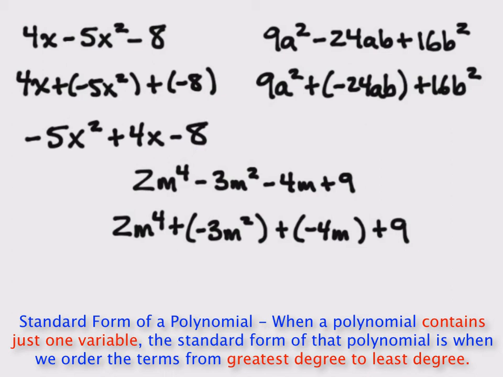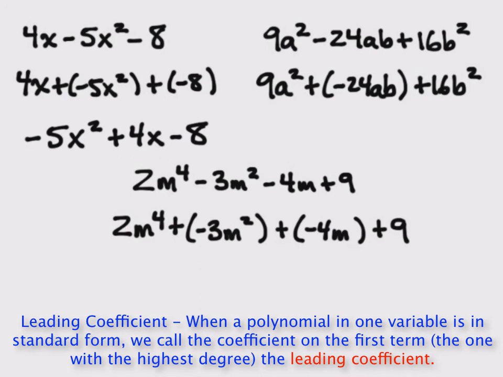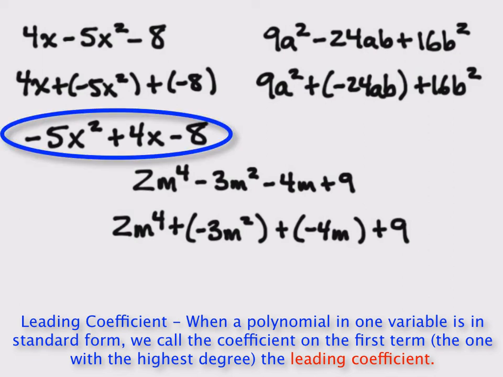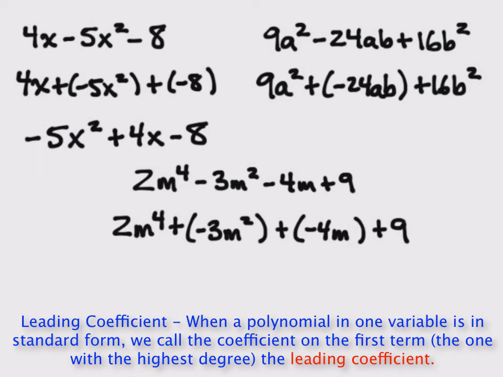All right, last definition, I swear. The leading coefficient. When a polynomial in one variable is in standard form, we call the coefficient on the very first term, which is the one with the highest degree, the leading coefficient. So for example, for this polynomial in standard form, the leading coefficient is negative 5. For this polynomial in standard form, the leading coefficient is 2. And for reasons we'll learn later, being able to classify the degree of a polynomial and say its leading coefficient is going to be really helpful for classifying what type of polynomial you're working with and how it behaves.